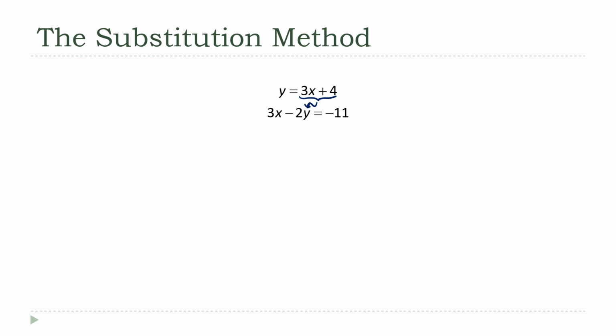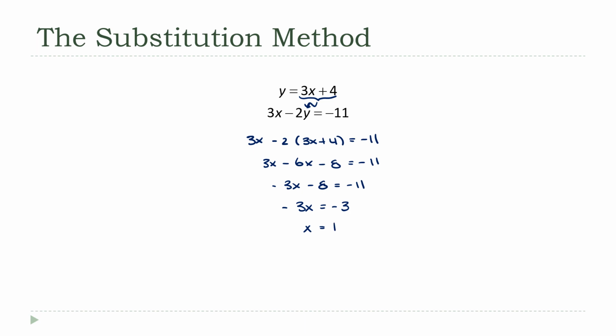And if I do that, this equation becomes 3x minus 2 times (3x plus 4) equals negative 11. And look at what happened, right? I eliminated one of the variables. Now I have a linear equation in one variable, and we already know how to solve these. So let's distribute the negative 2. This becomes 3x minus 6x minus 8 equals negative 11. We'll combine like terms. Minus 3x minus 8 equals negative 11. Add 8 to both sides. Minus 3x equals minus 3. And then divide by negative 3. x equals 1. All right, that's awesome, but we're not done.